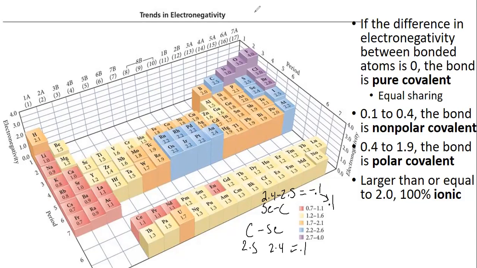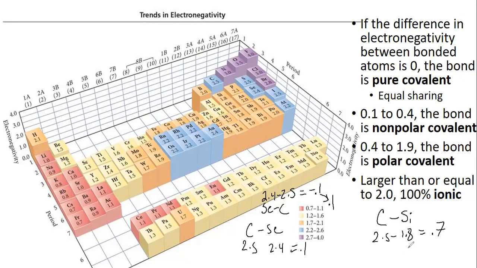So let's say that you had carbon and silicon. Carbon's 2.5, silicon is 1.8. Subtract the two, and that's 0.7. A polar covalent bond is where you have an unequal sharing of the electrons. One atom has a greater share of the electrons, and that is the atom that is more electronegative.